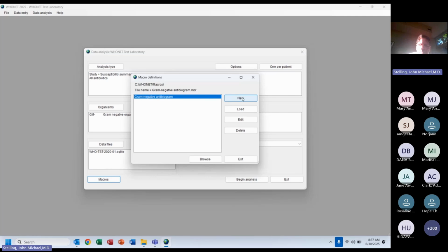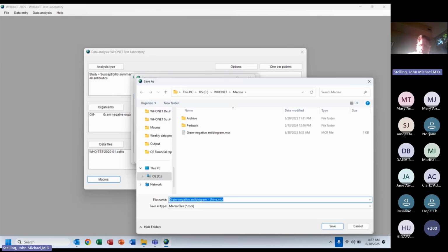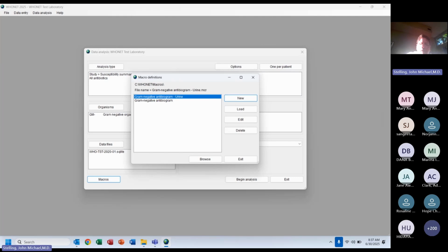I want to make another new macro, and let me call this gram-negative antibiogram urine. Save. Save again. And now I have 2 antibiograms. And then I can make one for gram-positive. I can make one for ICU. I can make one for female outpatient urine. I can choose one for MRSA. I can choose one for MSSA. So using these filters, you can do all the different data stratifications.